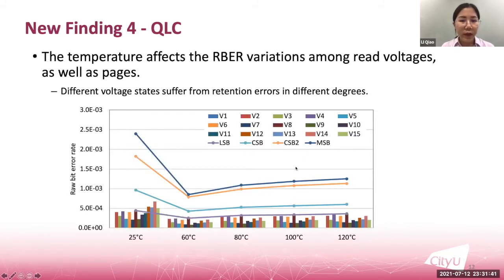For the QLC flash chip, there are 15 read voltages and 4 flash pages. The variations among them are also changed. They have very large variations among these 4 pages at 25 degrees, but the difference is much smaller when the temperatures are higher.